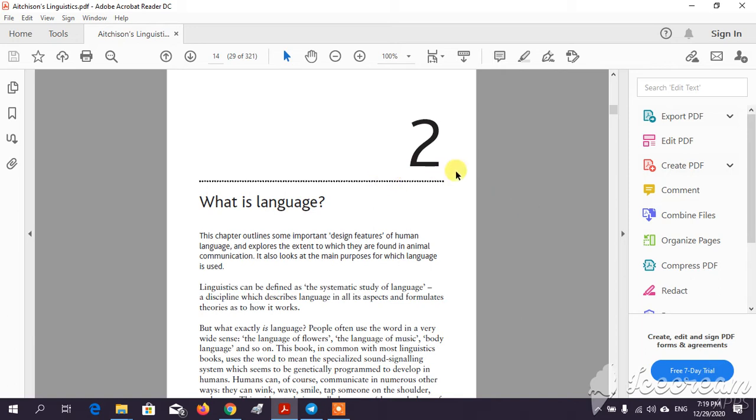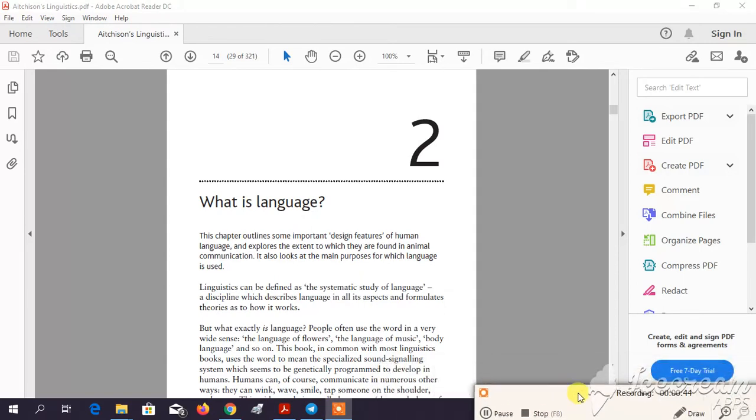Next time we will start with chapter number 2, of course, in the same book, Linguistics by Jane Acheson. But this time we will start with chapter 2. Chapter 2 tackles language. Because chapter 1, if you remember, talks about linguistics as a science, the scope of linguistics, the subdisciplines of linguistics, who is the linguist as well, the comparison between traditional grammar and modern linguistics. But this time chapter number 2 tackles language itself.